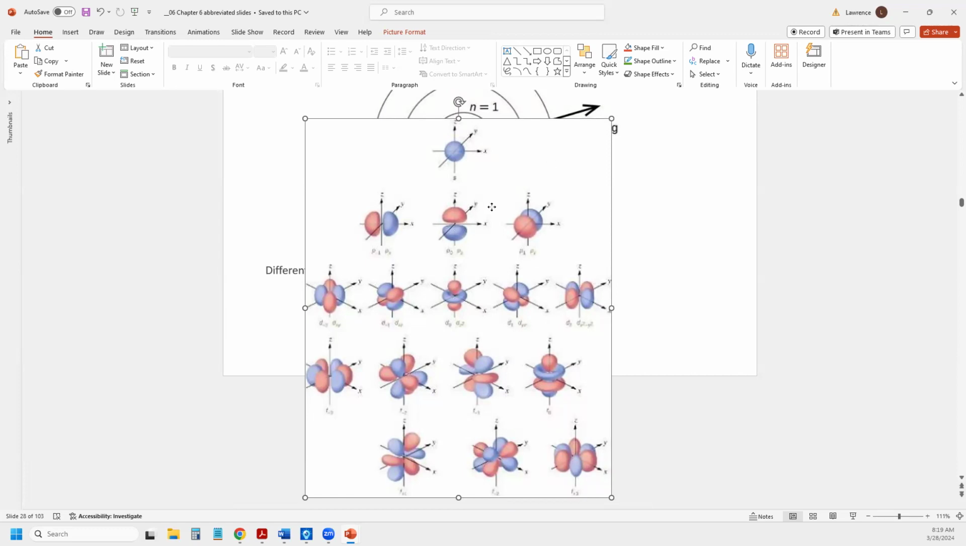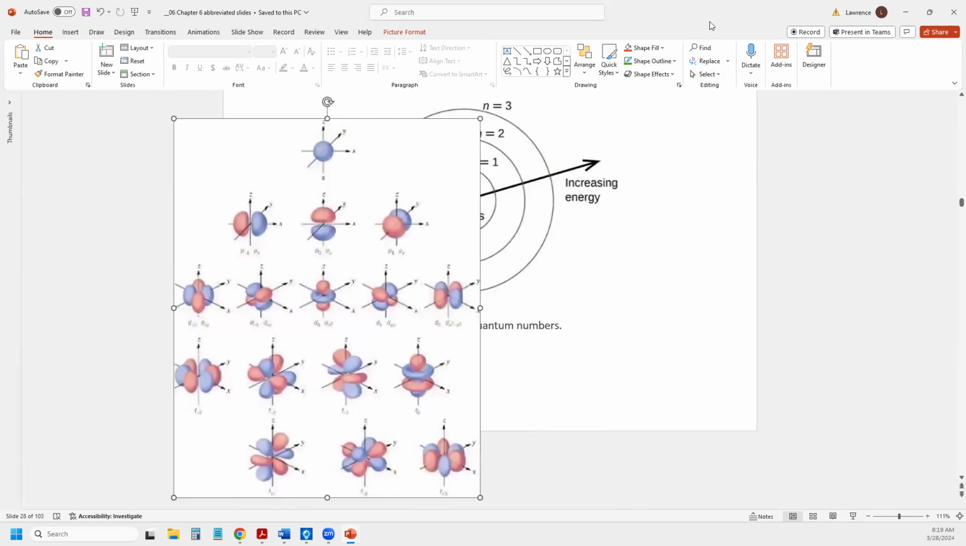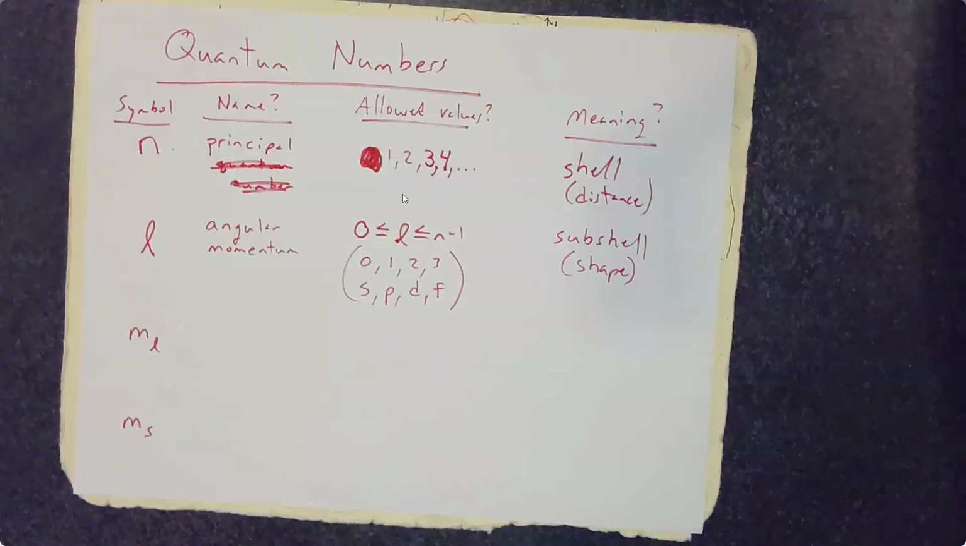Anyway, so we've covered the first 2 quantum numbers, more or less. The shell, n, the principal quantum number, is how far you are from the nucleus. L, the subshell, is the shape, the angular momentum of the orbital.